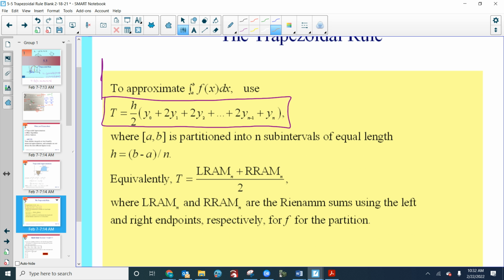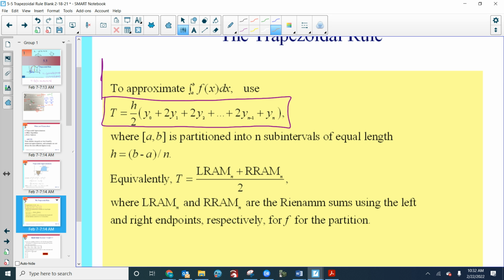Now, I don't want you to find LRAM and RRAM, doing things twice and then dividing by 2. No, just do the trapezoidal sum. But back to our driving activity, it wouldn't be that bad to find the trapezoidal sum because I had you do LRAM 30 and RRAM 30, didn't I? Add them together, divide by 2. There's your trapezoidal sum. That day we said, I bet if we average those values together, we'd get an even better measurement.